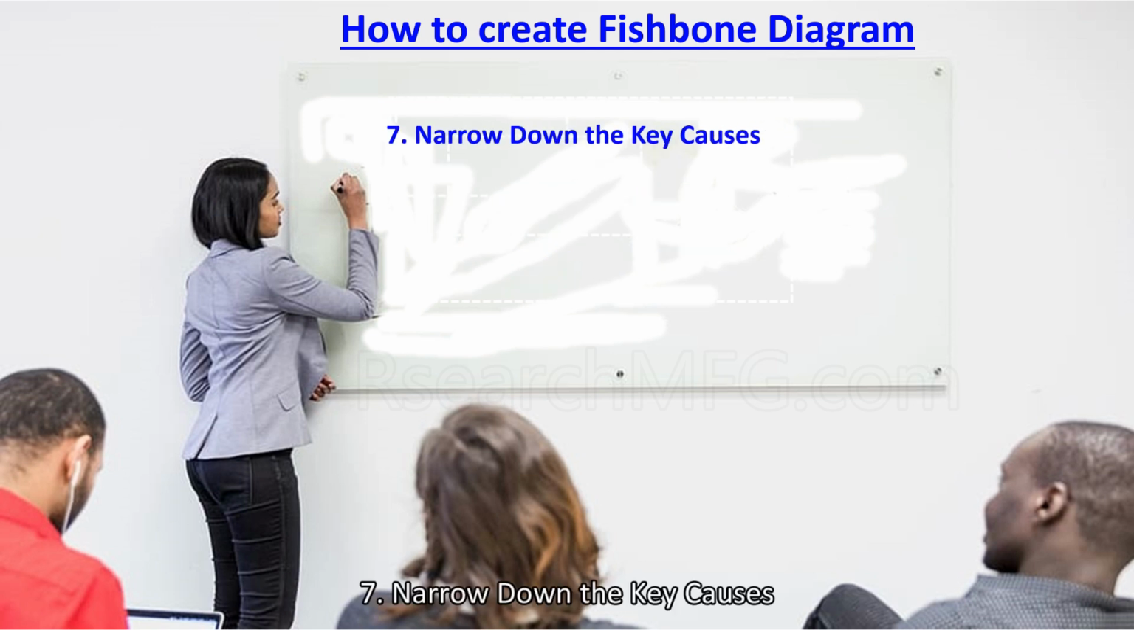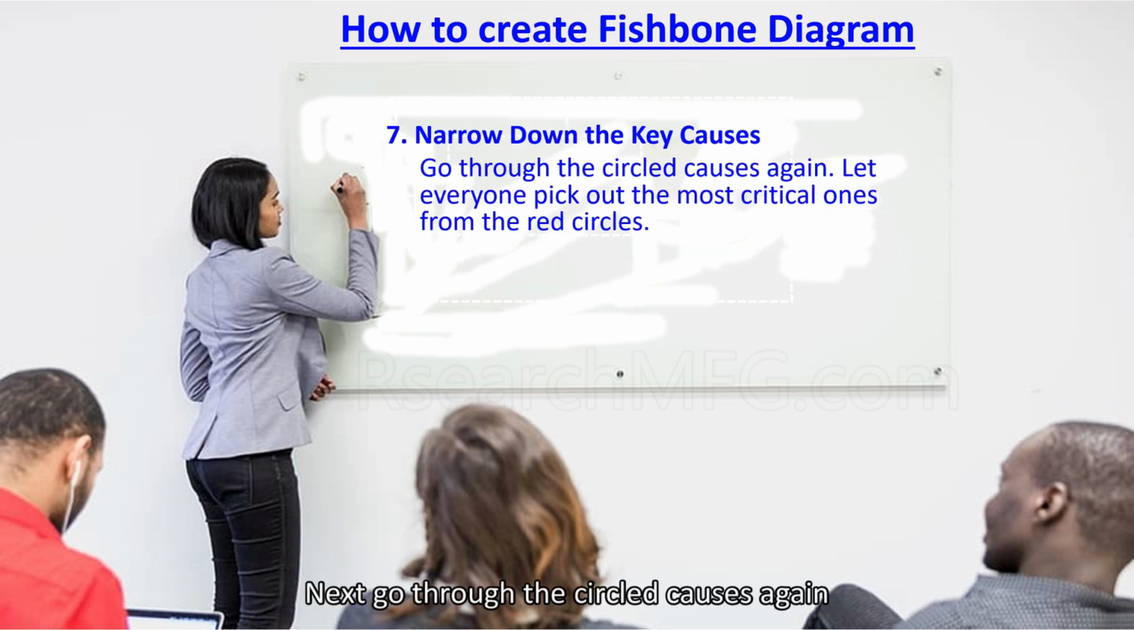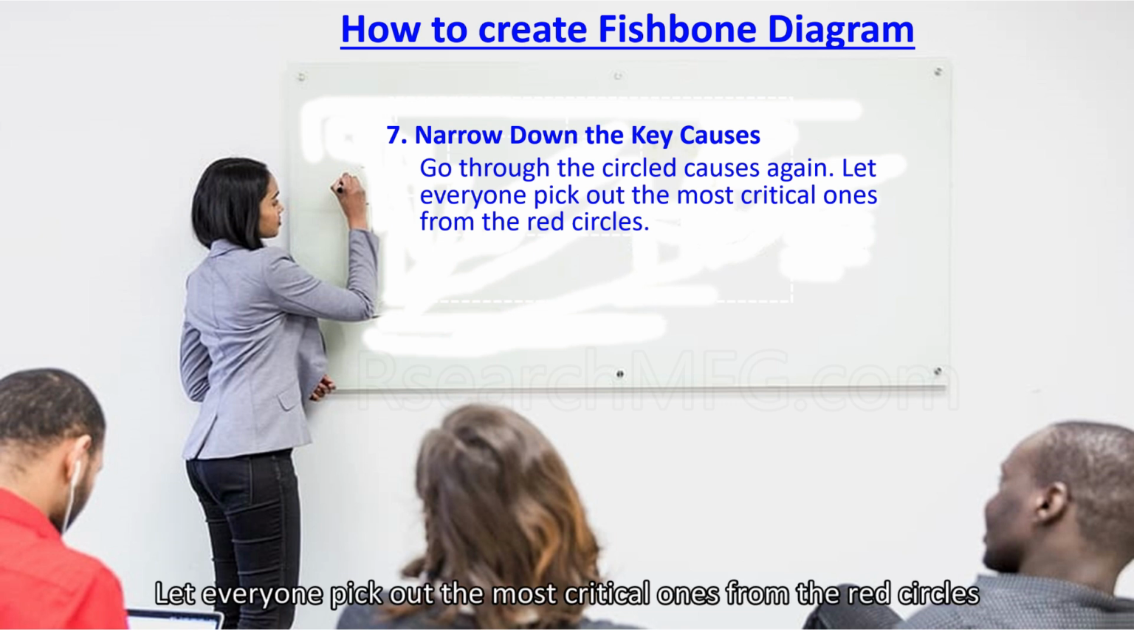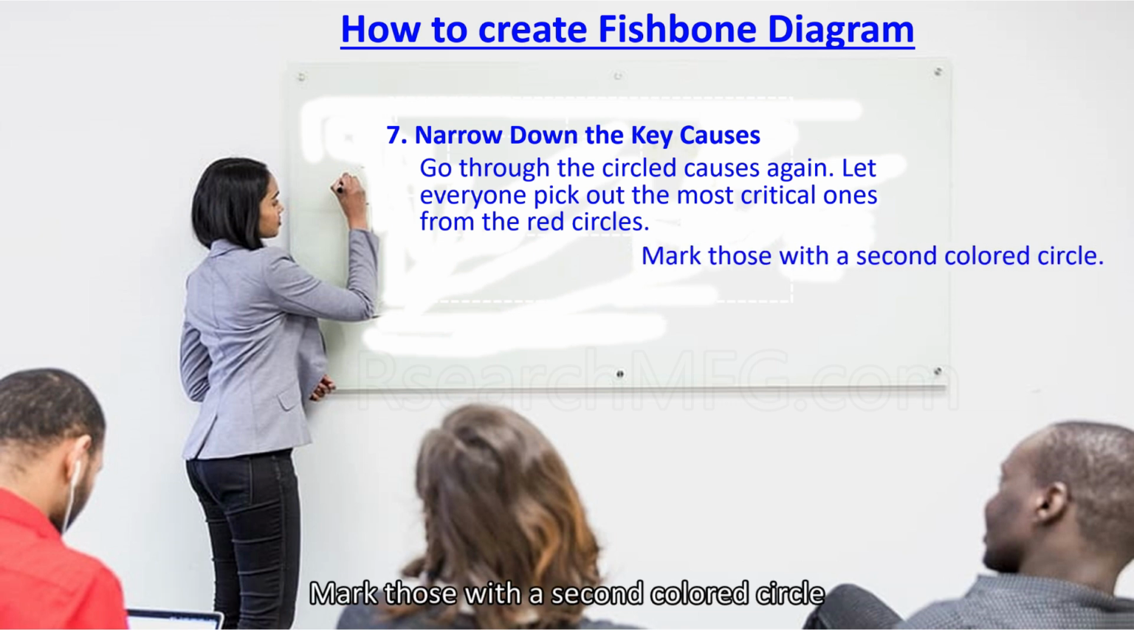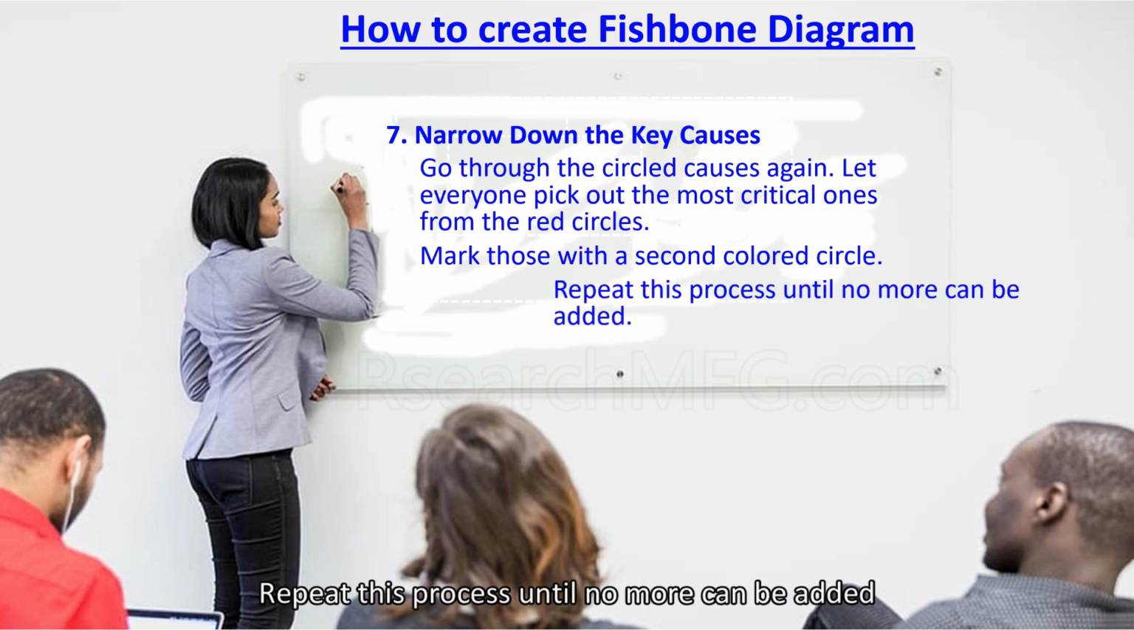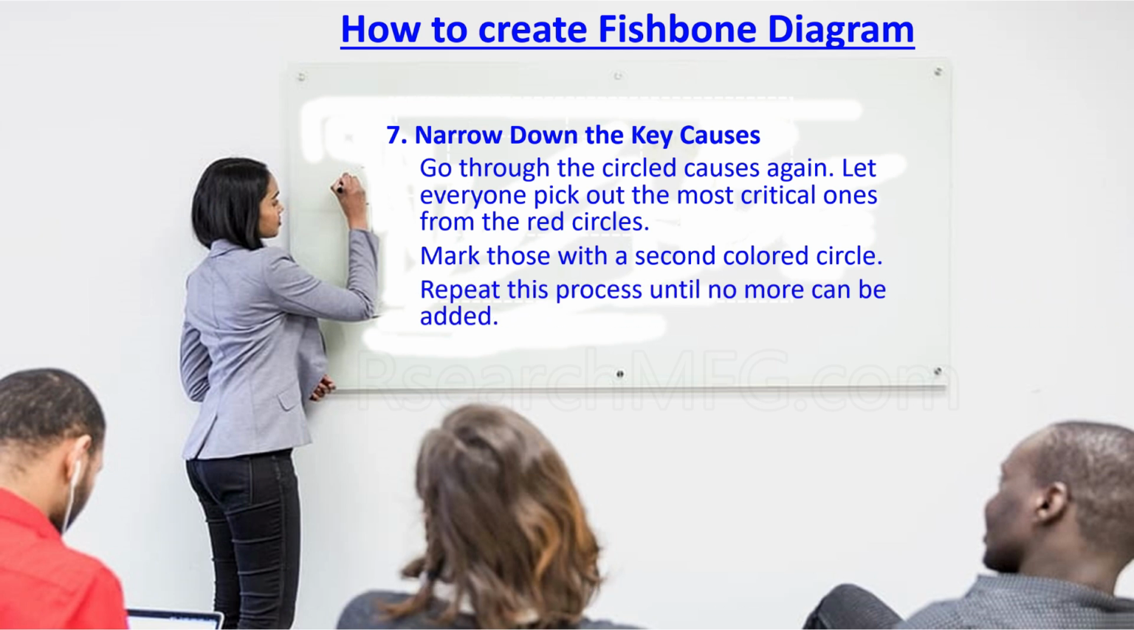7. Narrow down the key causes. Next, go through the circled causes again. Let everyone pick out the most critical ones from the red circles. Mark those with a second colored circle. Repeat this process until no more can be added.